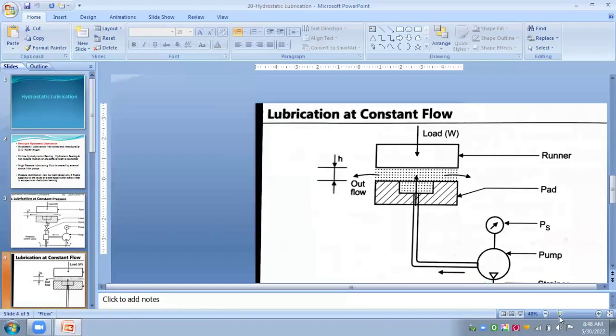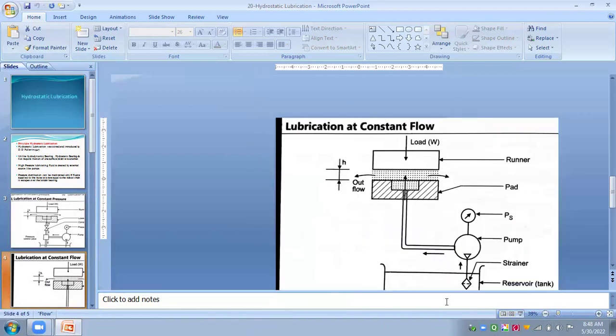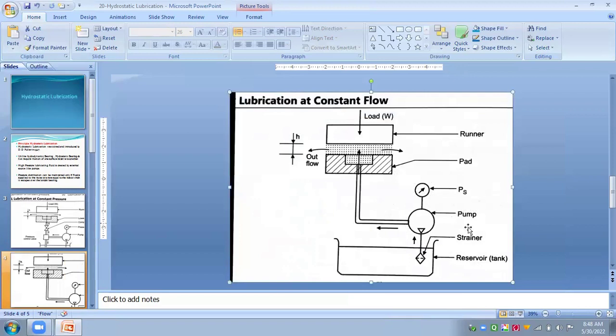In the next arrangement, we are seeing lubrication at constant flow. This is the arrangement of a hydrostatic thrust bearing with constant flow, and this system is free from restrictors. There is no restrictor between the flow system and the bearing, so the supply pressure PS is always the pressure of the recess. In this arrangement, a high pressure pump is assumed to deliver the fluid from the reservoir. Through this pump, high pressurized lubricant is supplied to the recesses.